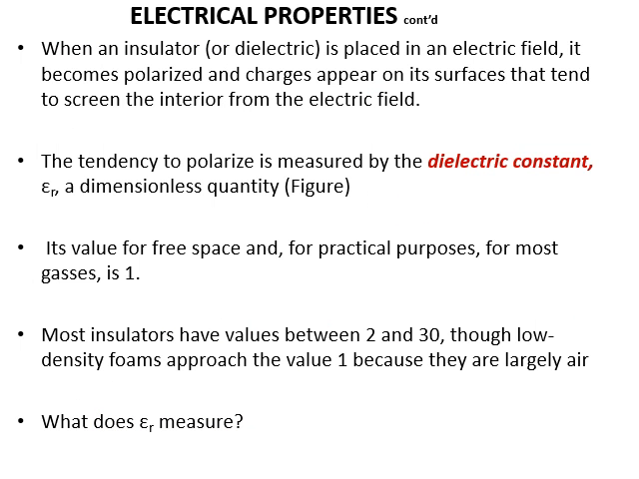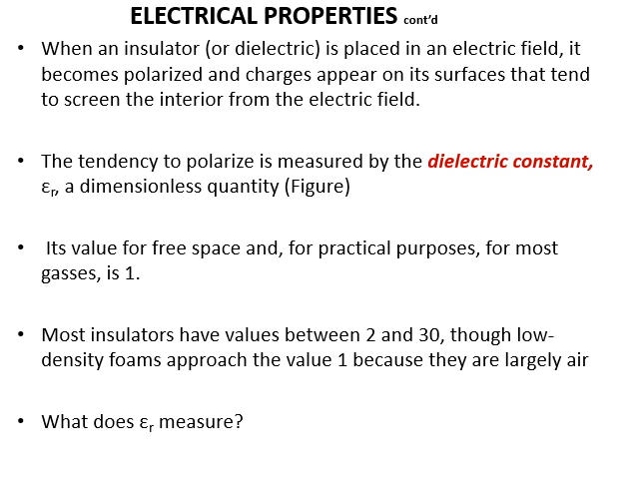When an insulator is placed in an electric field, it becomes polarized and charge appears on its surface that tends to screen the interior from the electric field. The tendency to polarize is measured by the dielectric constant, epsilon r, a dimensionless quantity. Its value for free space and, for practical purposes, for most gases is 1. Most insulators have values between 2 and 30.